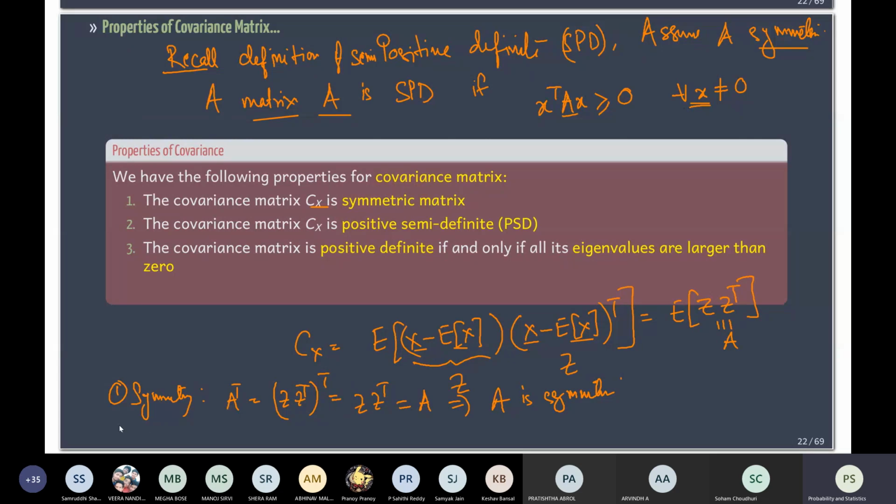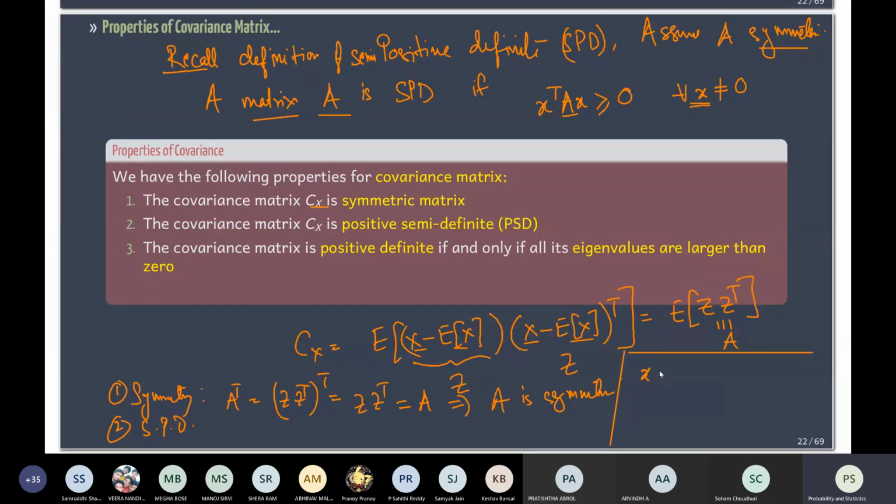Okay. And another thing I claim here is that A is positive definite, so SPD. Then for that I have to claim this, right? For any non-zero x, I must satisfy this. So why should this be the case? Let me try to do this here.